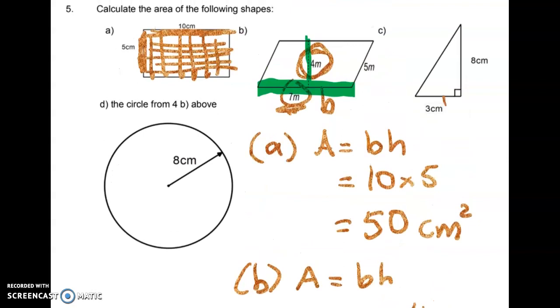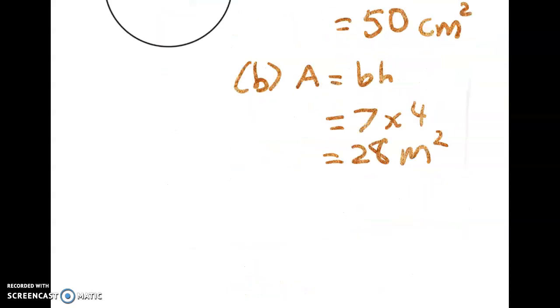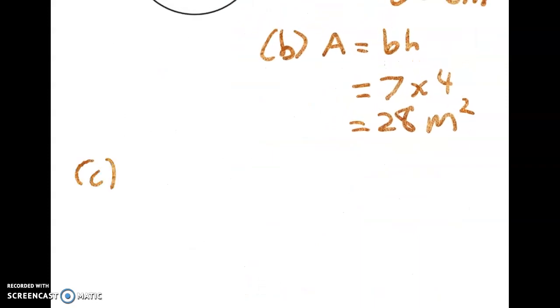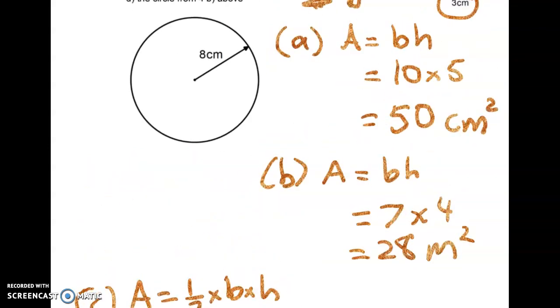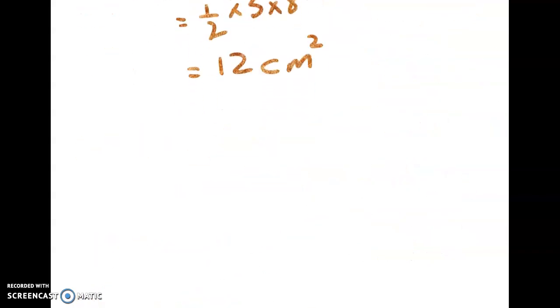Next, we've got our triangle. The base is 3 and the height is 8. And we can see in here this rectangle, which is signaling to me that this is the right number to use for the height. Okay, so for C, we've got area is equal to half times the base times the height, which is a half times 3 times 8, and that gives me 12, and I think it's centimetres squared. Now the last one is my circle. The radius is 8, so the area is going to be pi r squared.